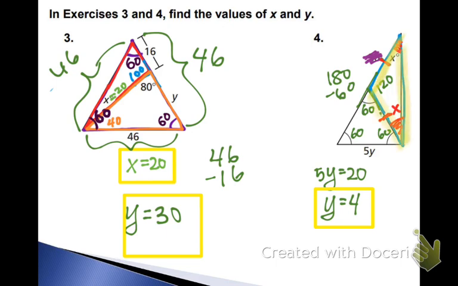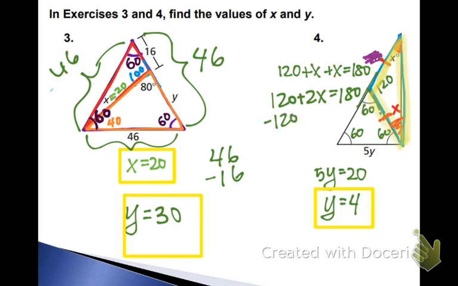Now we have 3 angles inside of a triangle. So we're going to add them up. And what will they equal? 180. So we're going to say 120 plus 2x equals 180. Combine like terms. Subtract 120. So 2x equals, what is that, 60. So then x equals 30.